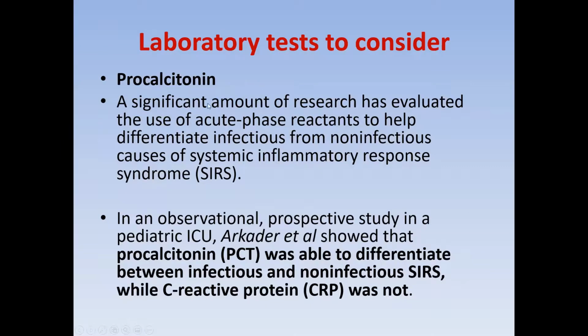Procalcitonin has also been used as a marker for sepsis. So it can differentiate to a certain extent between infectious and non-infectious causes of SIRS. C-reactive protein has been compared, and C-reactive protein was not that useful to differentiate between sepsis and non-sepsis or non-infectious SIRS. So procalcitonin is thought to be useful.